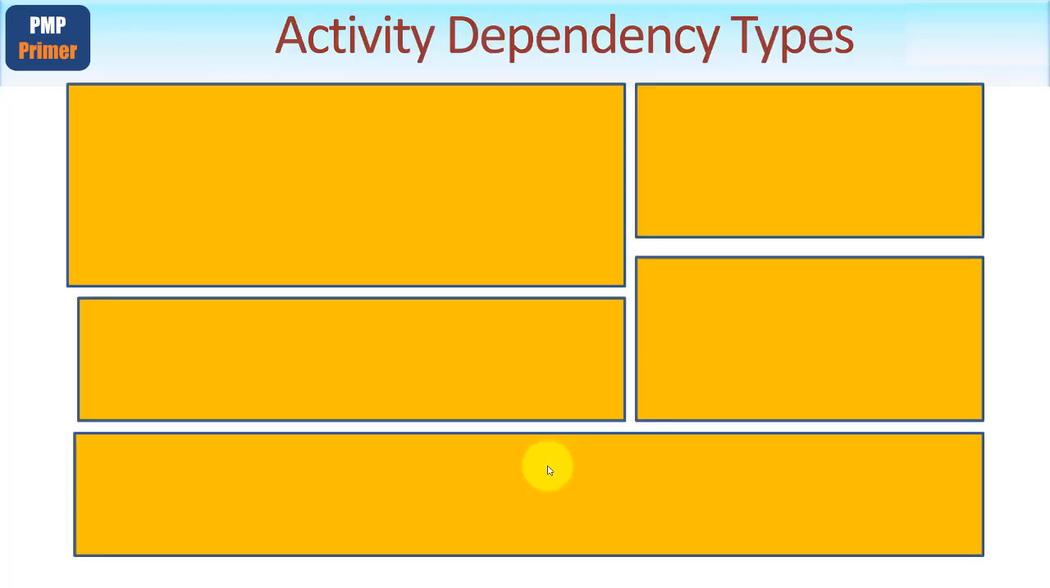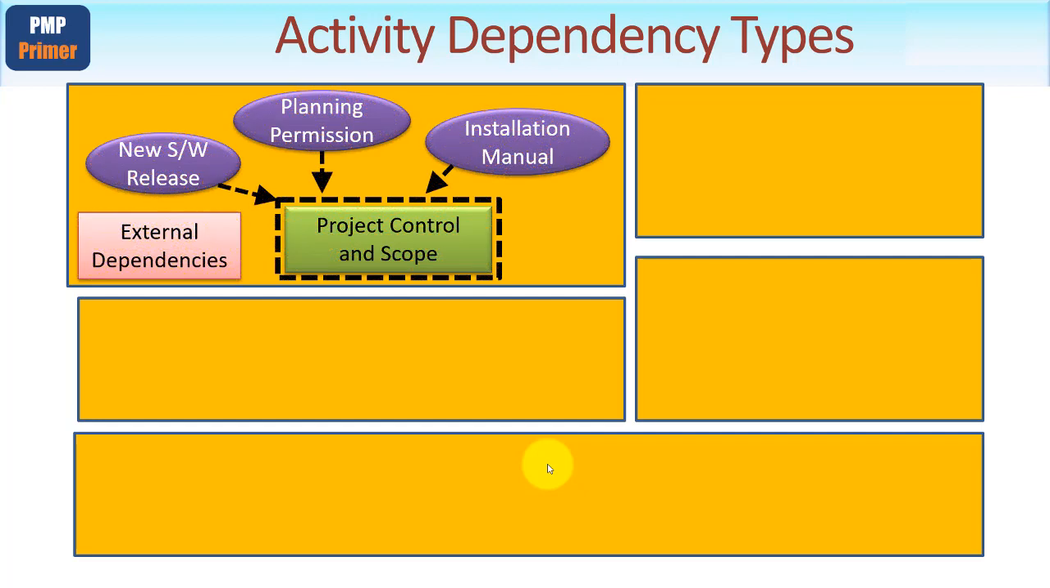Now, the ways in which you link activities together within your schedule diagram are many and varied. First of all, if this little green box represents your network diagram, you may have external activities that will force dependencies on certain dates when your activities can start and finish. Imagine if your project is relying on a third party's software release. At the very least, that would mean you couldn't finish the project until that had been released. Similarly, aspects such as planning permission, or perhaps someone creating an installation manual. So they're generally called external dependencies.